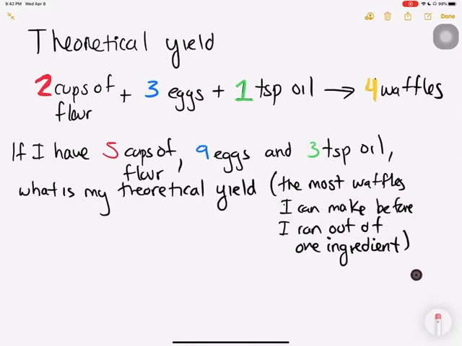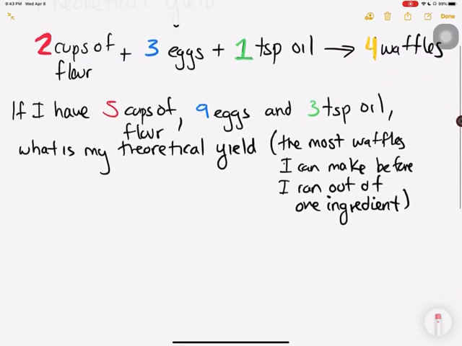Okay, so we're going to be doing the same thing, dimensional analysis, mole to mole conversions in this case, but you will have to make a decision at the end, right? The most waffles that you can make before you run out of one ingredient. So what you have to do is, with 5 cups of flour, how many waffles can you make? With 9 eggs, in a separate example, how many waffles can you make? And in a third dimensional analysis, with 3 teaspoons of oil, how many waffles can you make? Okay, so let's start doing those conversions.